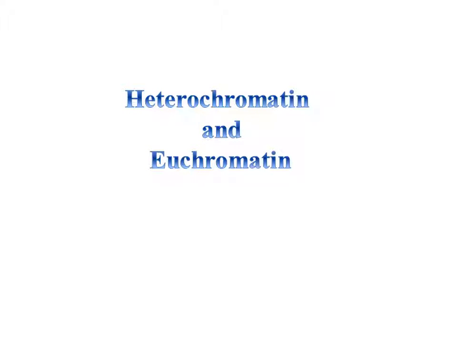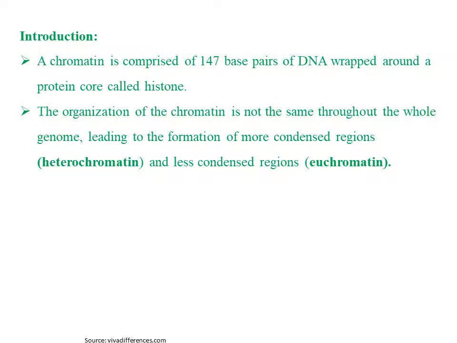Hi, now we are going to see about the topic heterochromatin and euchromatin. Chromatin is comprised of 147 base pairs of DNA which are wrapped around a protein called the histone. The organization of the chromatin is not the same throughout the whole genome, but it tends to be condensed in some regions or less condensed in some regions. The highly condensed area is called the heterochromatin and the less condensed area is called the euchromatin.